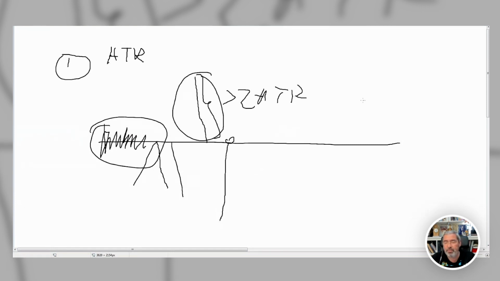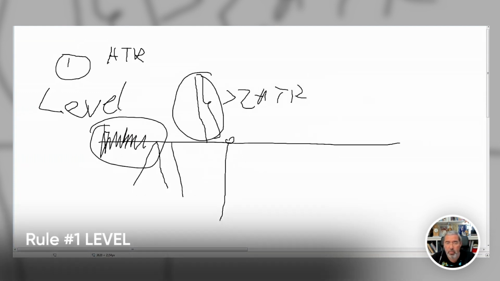Your chance to be at the beginning of the breakout is almost 100%. So rule number one is the level. You have to have a very strong level. And most of you don't even know how to draw it. So this is the worst part. So you have to have a level.